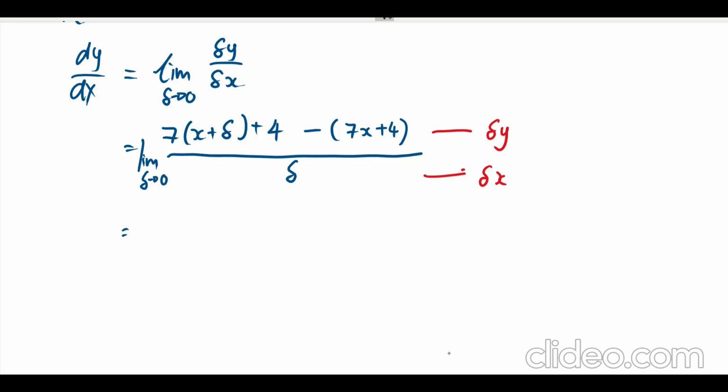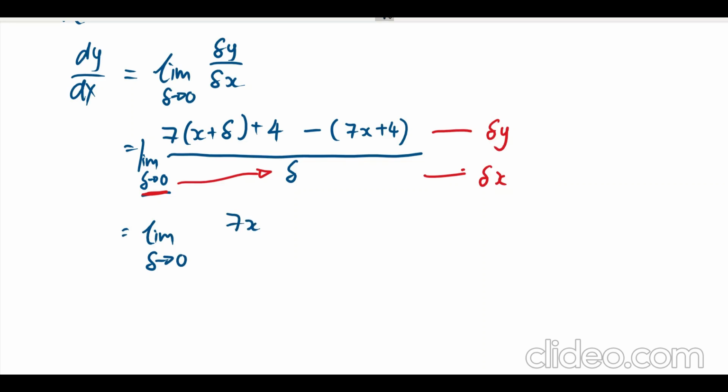Now if delta approaches 0, it means my denominator goes to very, very small. We all know that the denominator cannot be 0, but approaching 0 means it cannot reach 0, but it will be very, very close to 0. This is why we are trying to find the behavior of delta y and delta x. All right, so I do some manipulation.